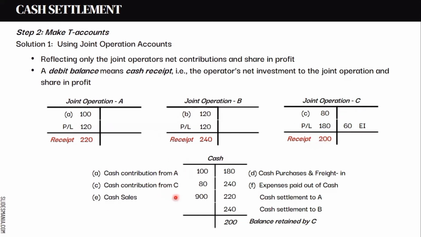Tapos ito, tulad din kanina, checking lang natin yan. Cash contribution from A, 100. And then, cash contribution from C, 80. Tapos yung cash sale na 900. Tapos sa credit side, yung mga kabawasan doon sa cash. Yung cash purchase and fit-in, yung expenses na binayaran kanina. And then yung cash settlement ni A at saka ni B na 220 and 240. And then yung tira is mareretain yan kay C. Kasi si C ang manager at siya yung may handle ng pera. Kaya mareretain na lang sa kanya yung tira.